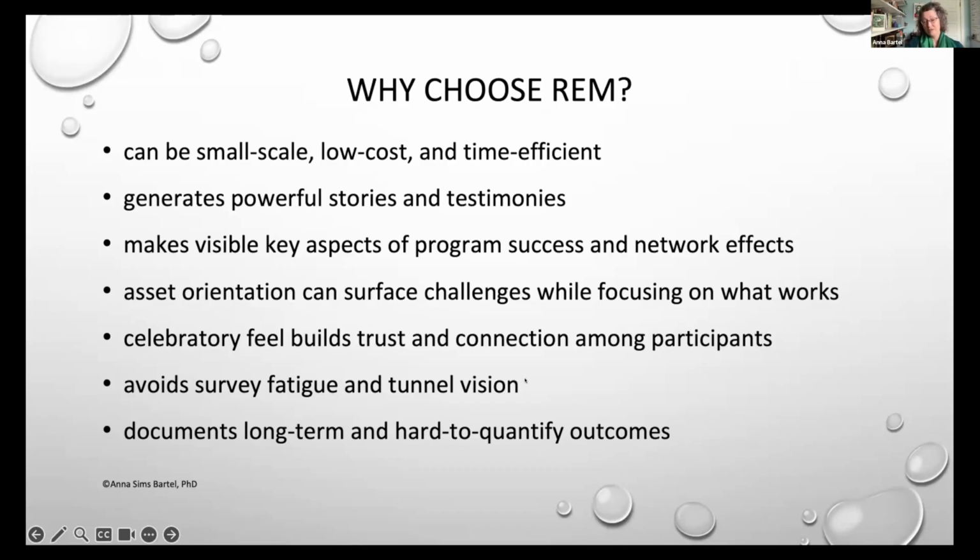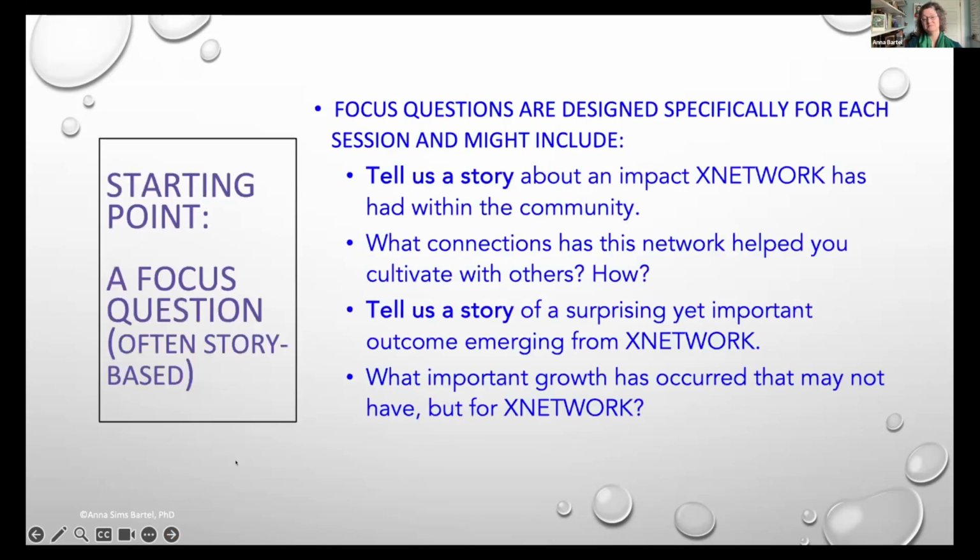REM also avoids survey fatigue and tunnel vision. Many of you, I'm sure, are familiar with the work of organizations like Chicago Beyond. And there are many groups, particularly those designated as vulnerable, that are dramatically overstudied. Ripple effects mapping can offer a wholly different way of inviting people into assessment-oriented conversations. And lastly, as I'd said before, it can document long-term and hard to quantify outcomes.